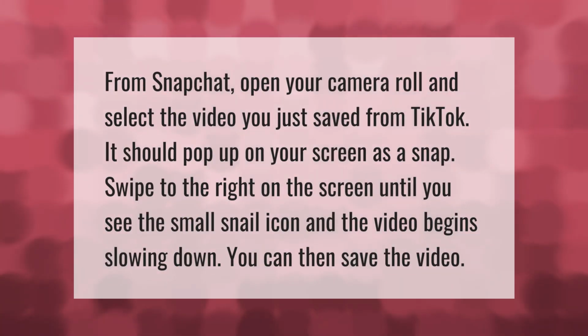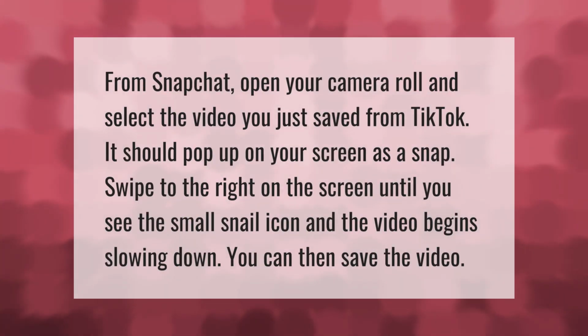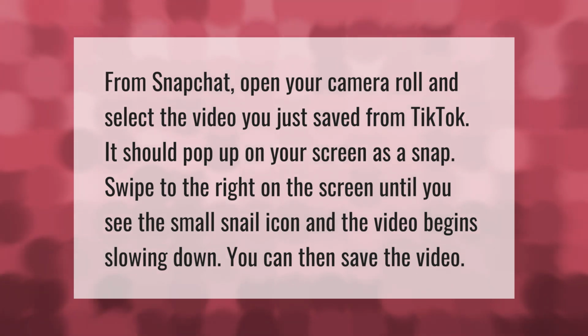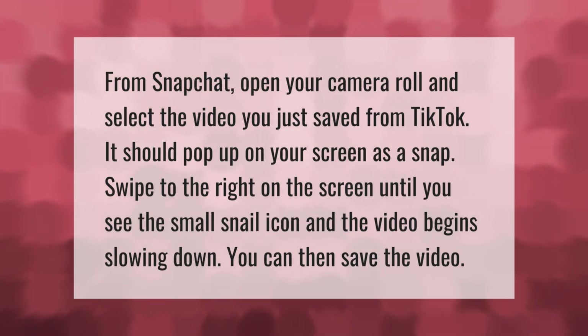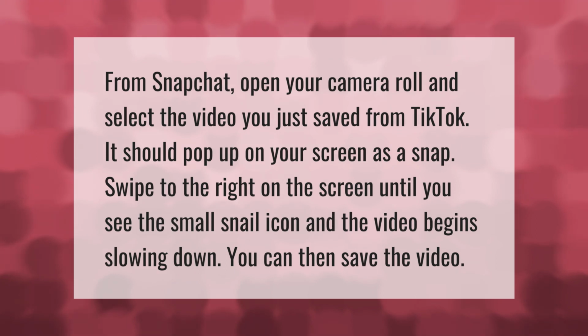From Snapchat, open your camera roll and select the video you just saved from TikTok. It should pop up on your screen as a snap. Swipe to the right on the screen until you see the small snail icon and the video begins slowing down. You can then save the video.